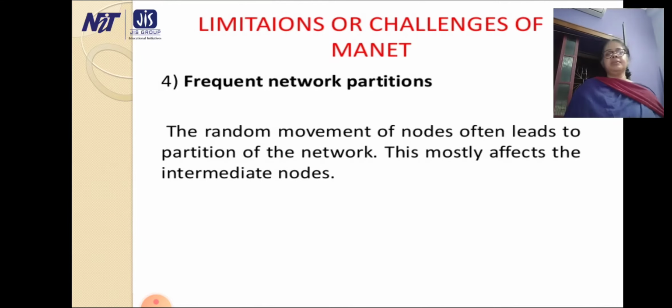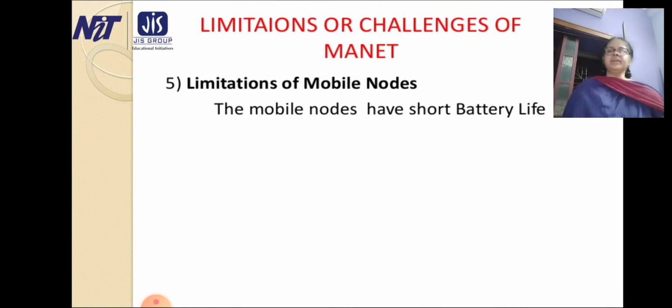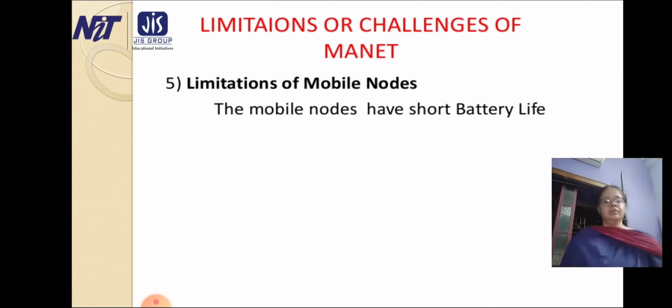Frequent network partition. The random movement of nodes often leads to partition of the network. This mostly affects the intermediate nodes. Limitations of mobile nodes. One of the biggest challenges is that mobile nodes have short battery life. So it is one of the biggest challenges.